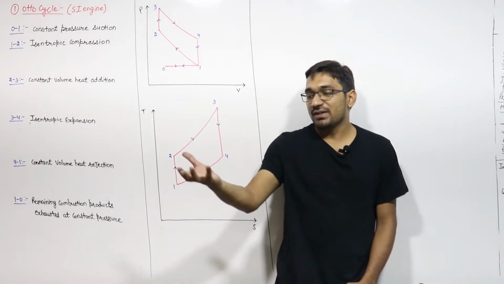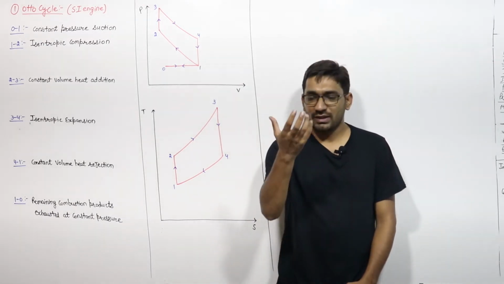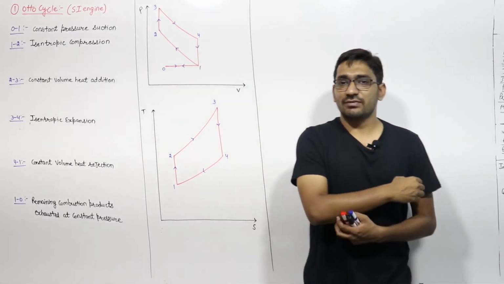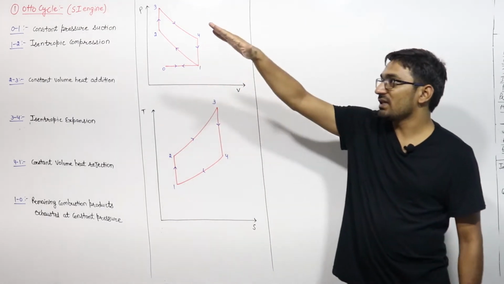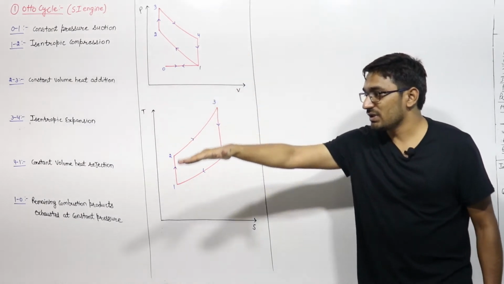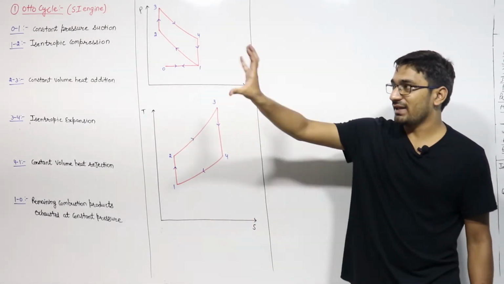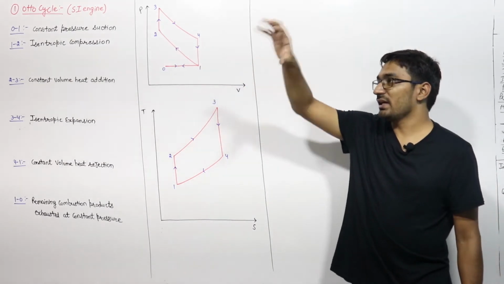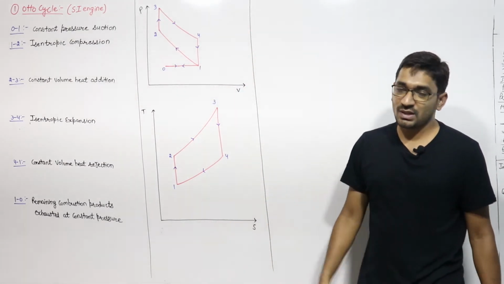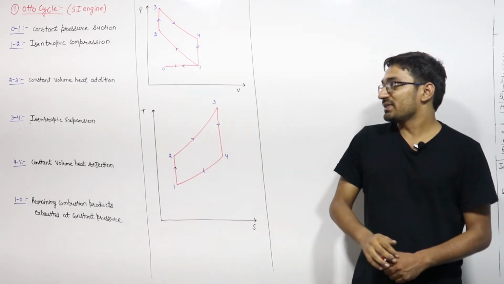But still, if the pressure inside the cylinder is more, then it will be a resistance to the air fuel mixture which is entering. So 0 to 1, when the piston is going from top dead center to the bottom dead center, a vacuum situation is created. Then the air fuel mixture will enter into the system at constant pressure.